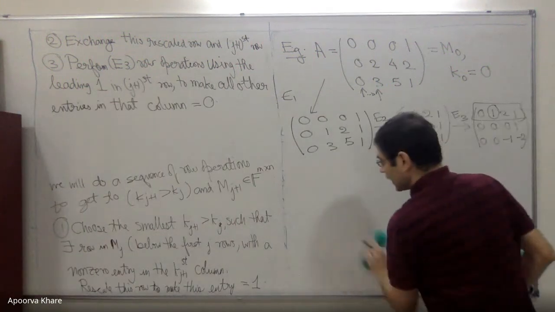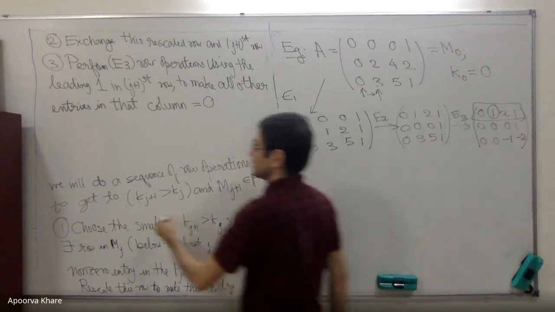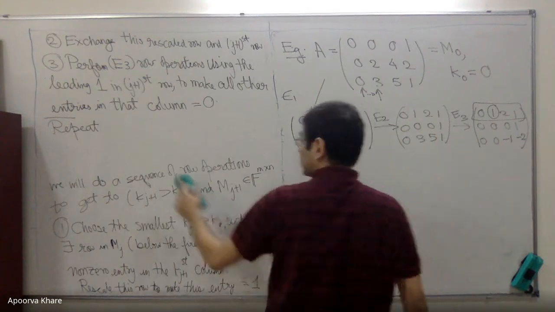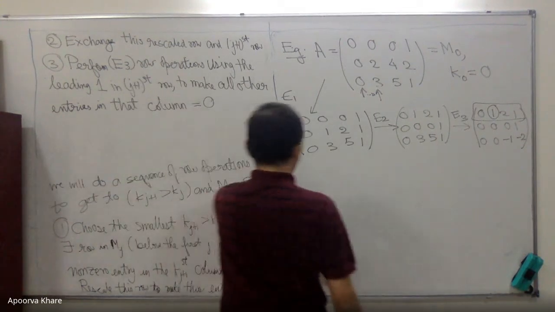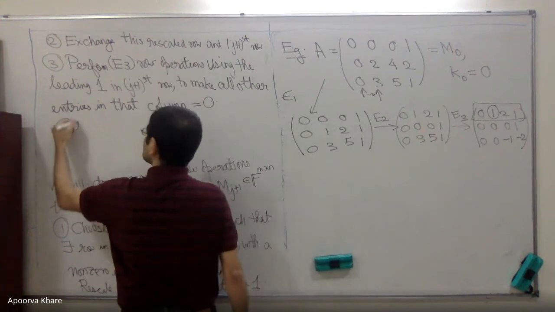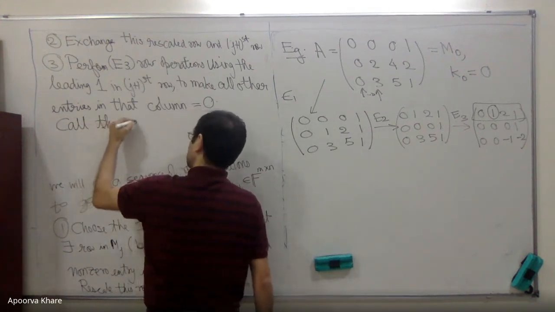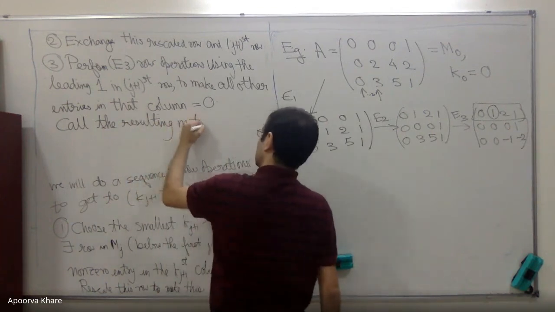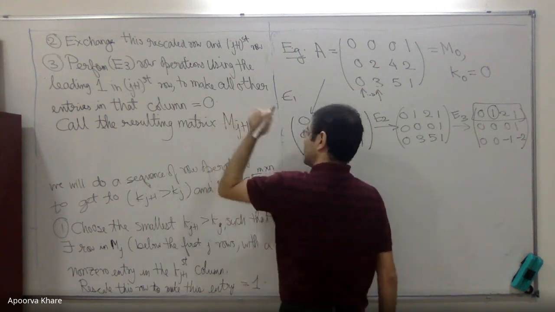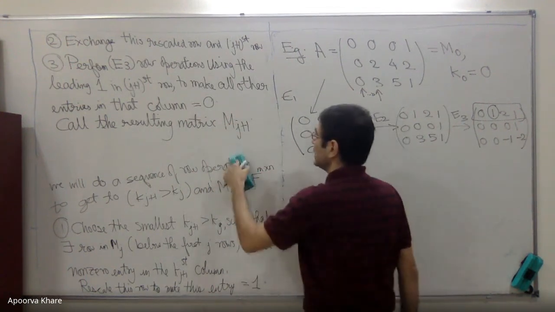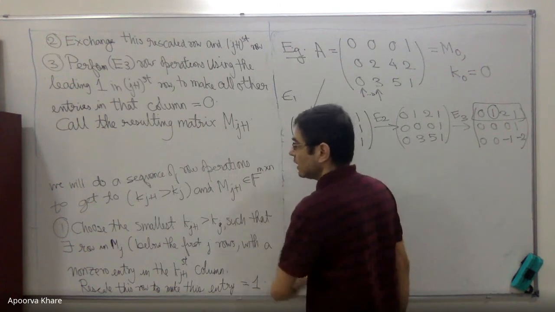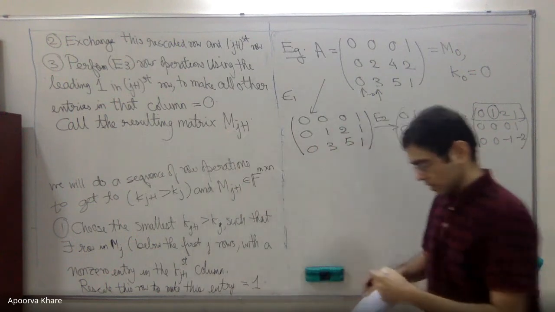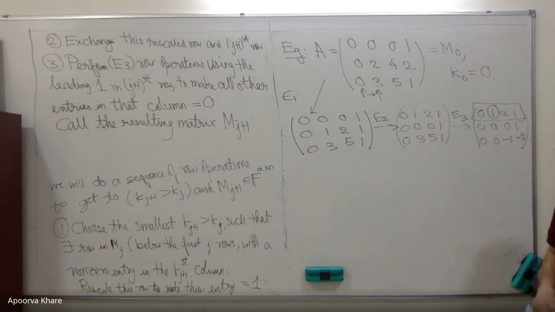Now let's do the same thing and then repeat these steps. So now I should tell you that the matrix we get, so we already got the kj plus 1, call this resulting matrix Mj plus 1. So starting from a matrix Mj and an integer kj, we did a sequence of row operations to get to kj plus 1 and Mj plus 1. Okay, so that was what we did. Great, let's do that here now.